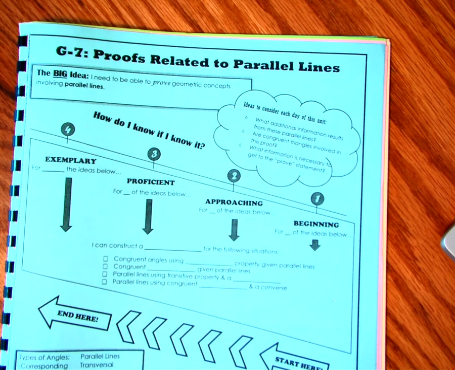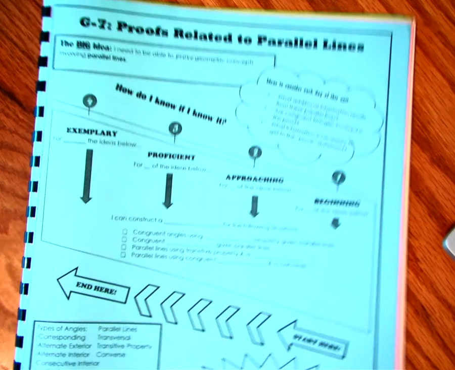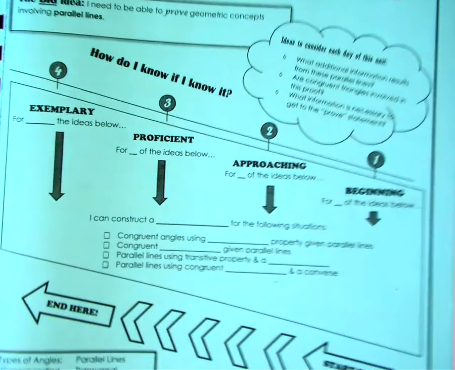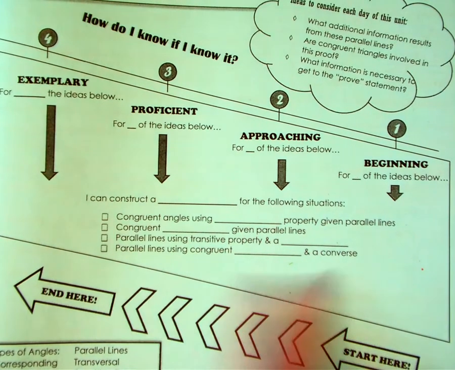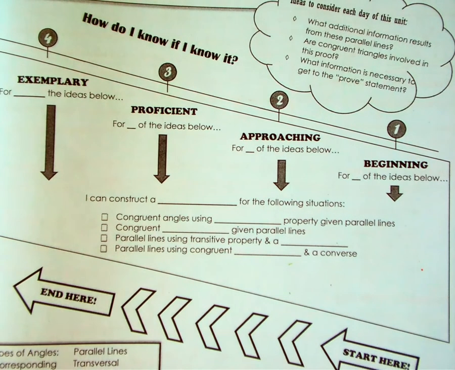All right, welcome back, geometry. We are going to now begin work on standard 7, which are proofs related to parallel lines. So let's get our standard scale in order here. And let's start with our key ideas.